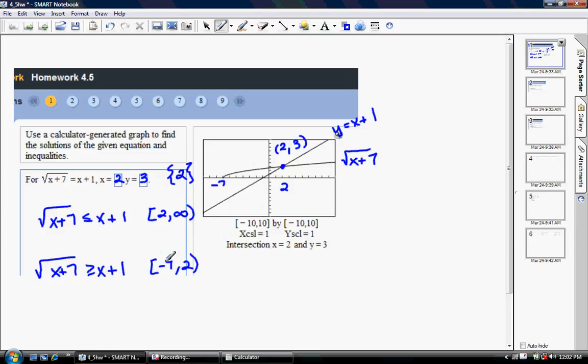In other words, I cannot just say negative infinity to 2, because in so doing I would include values for x that are restricted for this radical. In fact, if I want to find specifically where the square root of x plus 7 is defined, I have to set x plus 7 to be greater than or equal to 0, where x is greater than or equal to negative 7. So the answers to either one of these inequalities can only include values that are from negative 7 to infinity. In other words, subsets of that.